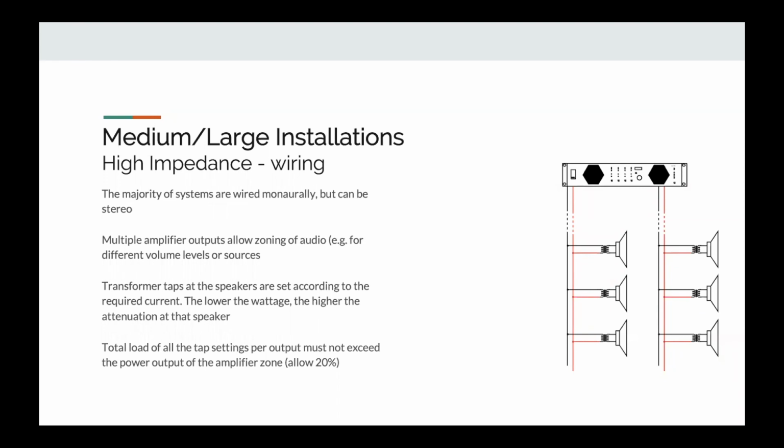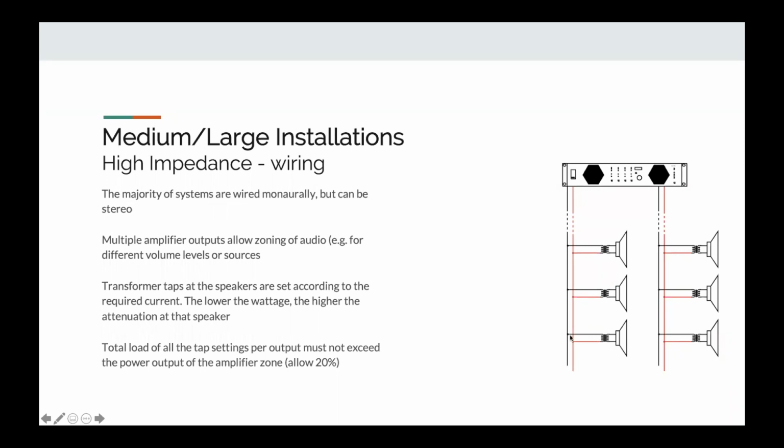High impedance wiring is much, much easier because each speaker uses a tap or transformer, which chooses how much current passes to the speaker. All we need to do is run a parallel cable to all the speakers in the run.